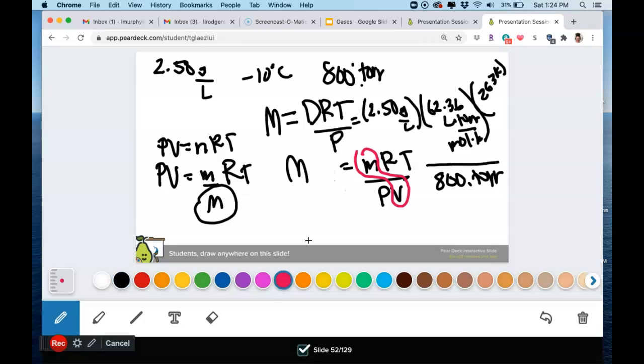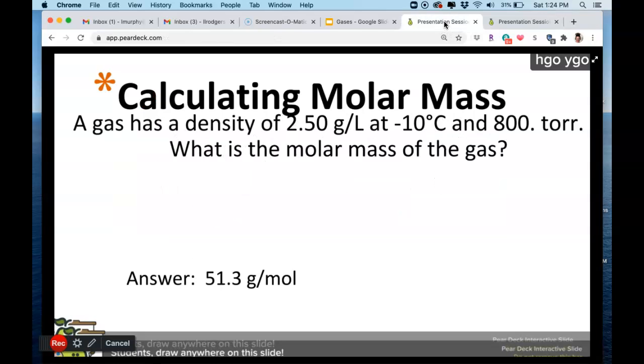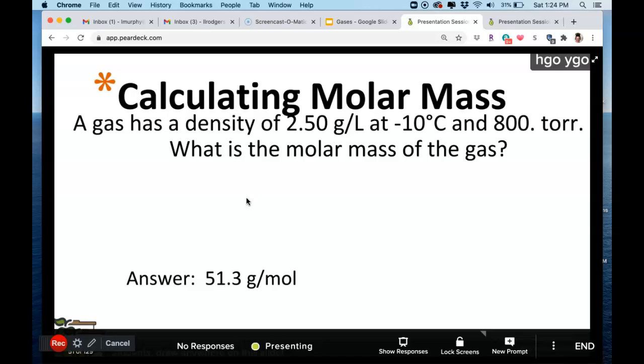So let's look at how the units cancel out. Torr cancels, Kelvin cancels, liter cancels, and you're left with grams over moles. That is the unit for molar mass. So multiply all three of these numbers out, then divide by 800, and you will get the answer. So let's look back at what that is: 51.3 grams per mole. That is the molar mass of the gas.